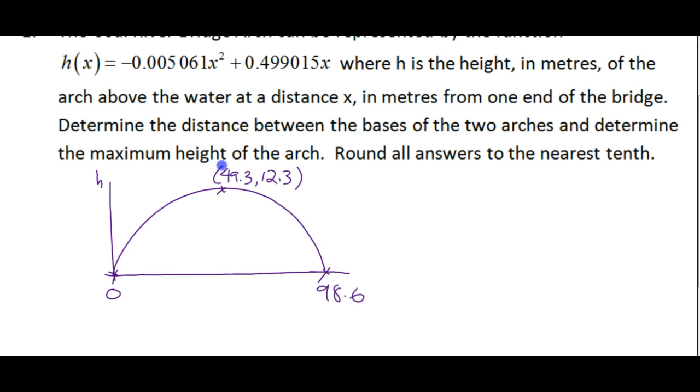Now, 49.3 shouldn't be a surprise, right? Because we got 0 to 98.6. Half of 98.6 is 49.3. That's where the vertex is going to be, the axis of symmetry. So x equals 49.3, and then the y.